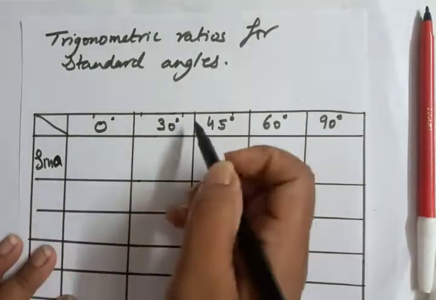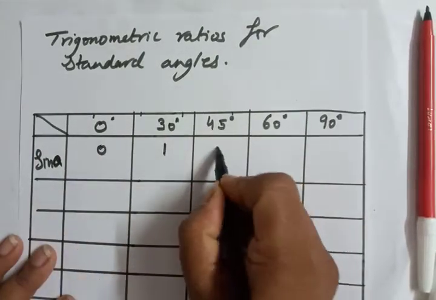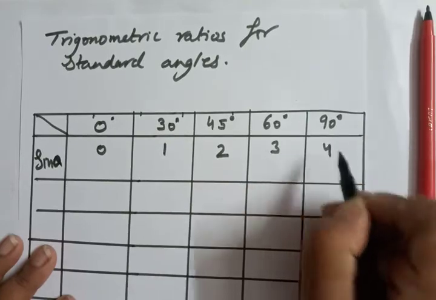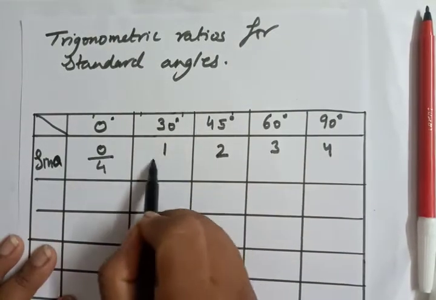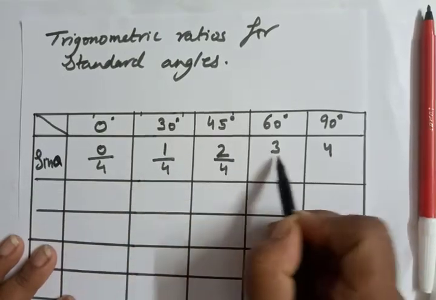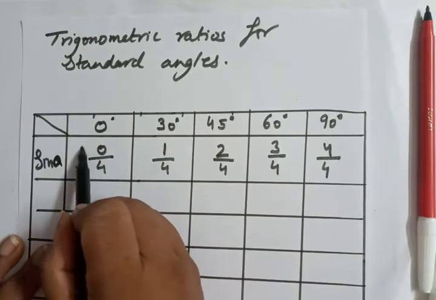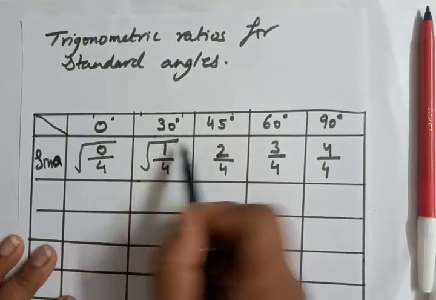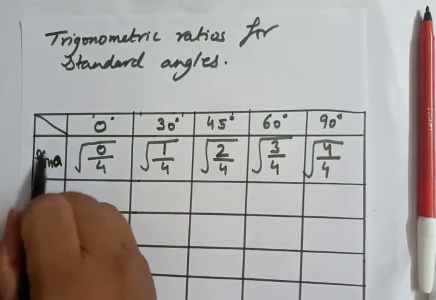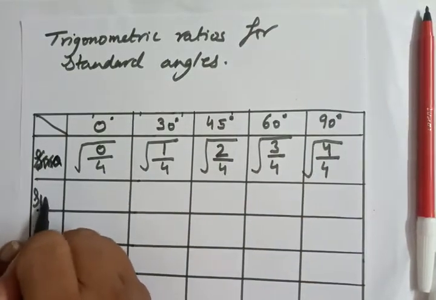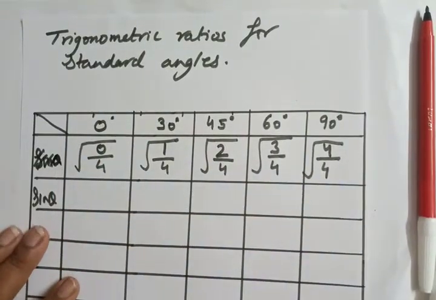So first of all, how can we find out the table? We will write 0, 1, 2, 3 and 4. After that, we will divide it by 4. And third step, we will take the under root. So here I am cutting. I will write the value of sin theta here, because this is the method that we will follow.